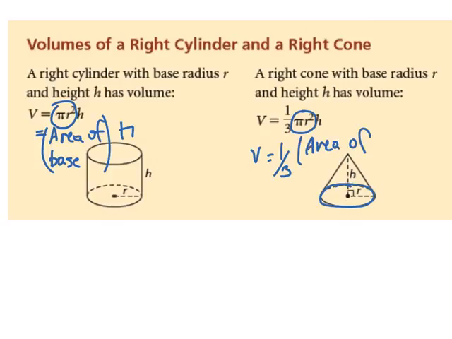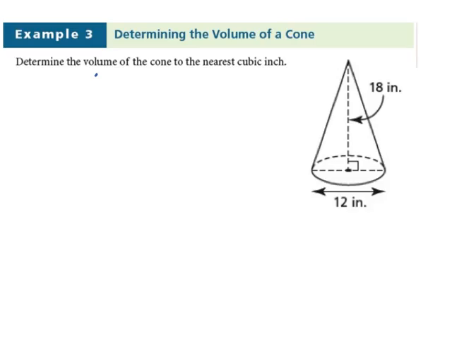Let's take a look at an example where we could use these formulas. Determine the volume of the cone to the nearest cubic inch. Let's recopy the formula for the volume of the cone. It is 1/3 pi r squared times height. So we have the height of 18 inches. We have the diameter of the circle, which is 12. If we divide it by 2, or halve it, we get a radius of 6 inches.